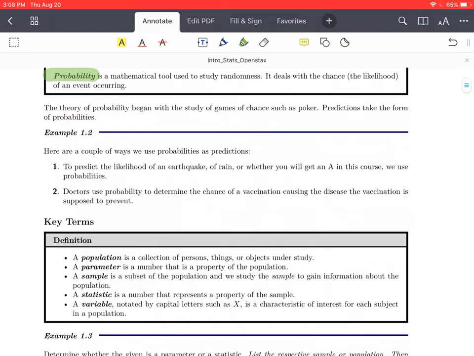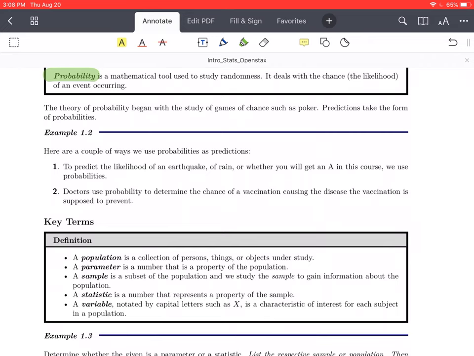Here are a couple ways of using probabilities as predictions. To predict the likelihood of an earthquake or rain, or whether you'll get an A in this course, we use probabilities. Doctors use them to determine the chance of a vaccination causing the disease the vaccination is supposed to prevent. All kinds of things that we use probabilities for, and then we have to ask ourselves the question, am I okay with that chance or that likelihood?